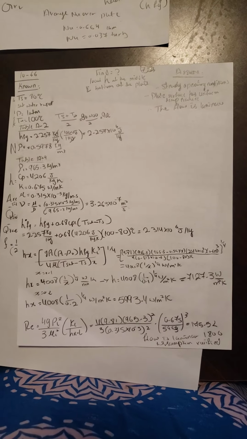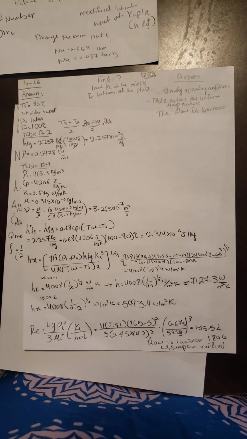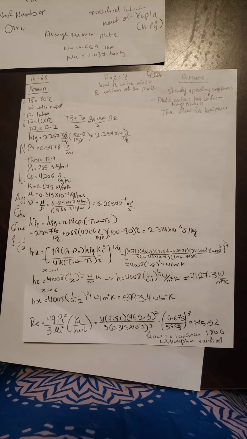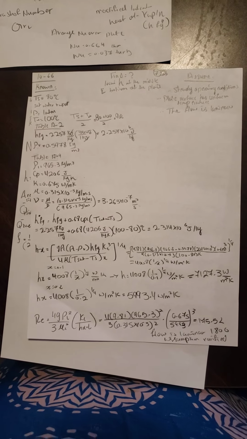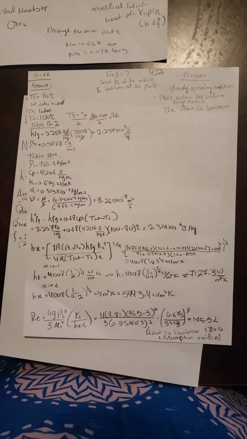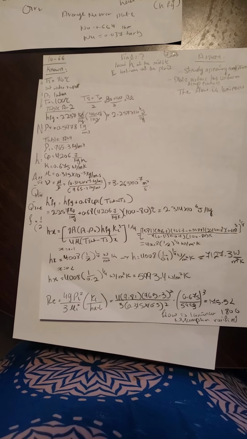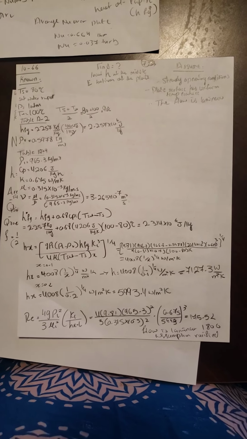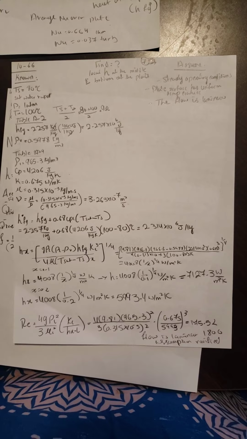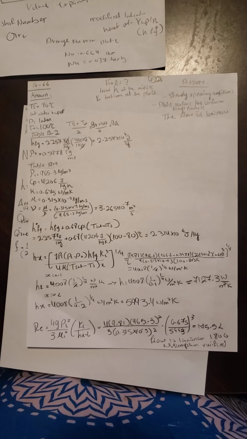Last question, 10.66. We need to find local h at the middle and bottom of the plate. We assume steady operating conditions. Plate surface has uniform temperature. The flow is laminar. We again grab our properties, but this time from table A2, since it is liquid, and table A9. From table A2, we grab the modified latent heat of vaporization, and then we solve for the modified latent heat of vaporization here, and then we solve for the Reynolds number, and we see that it is less than 1,800, so our flow is laminar, and our assumption is correct.